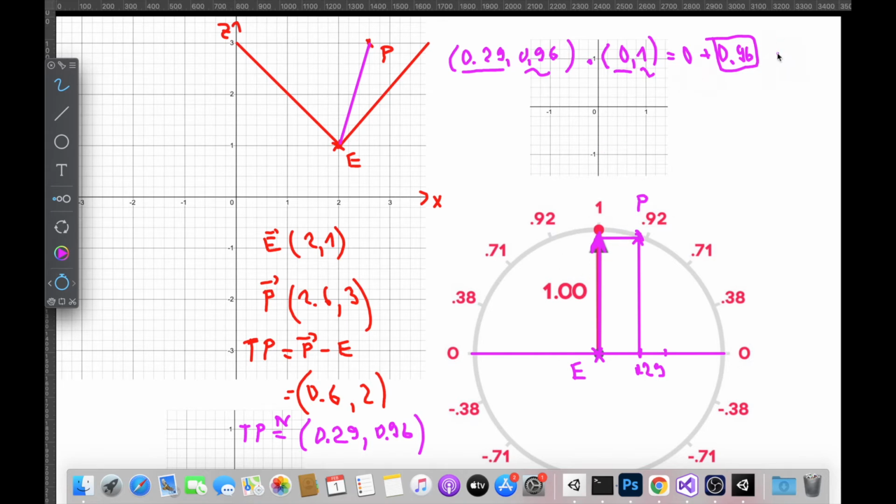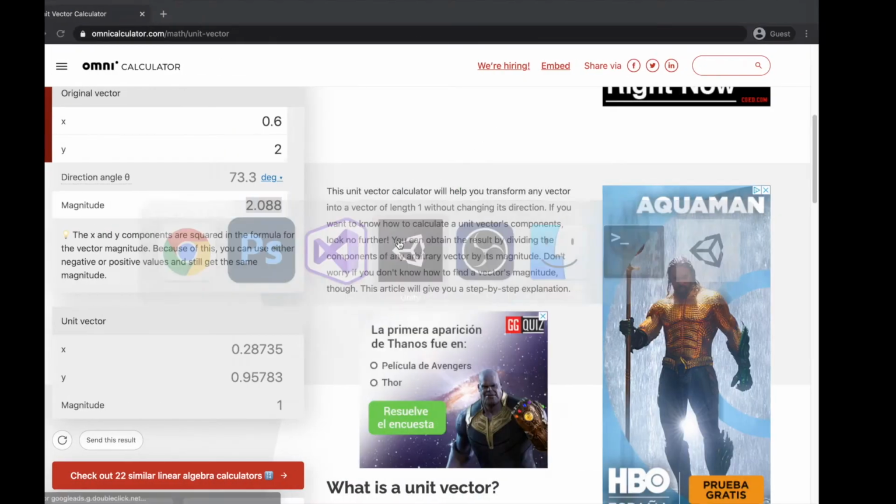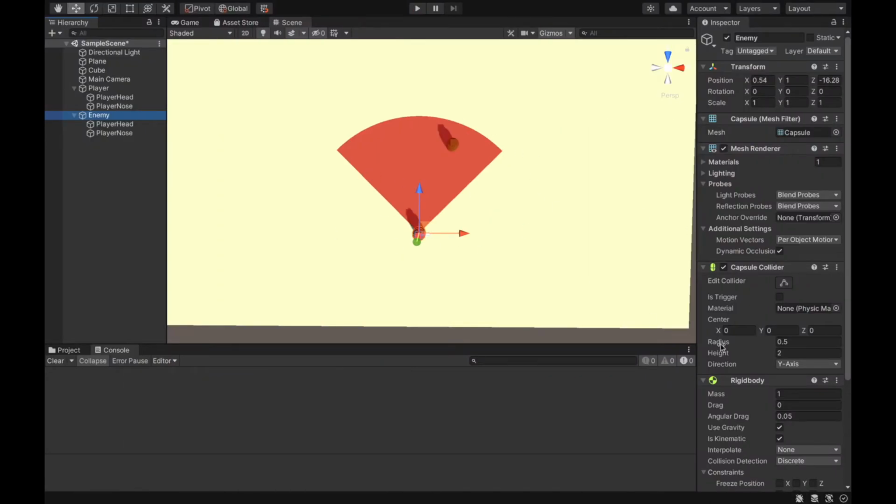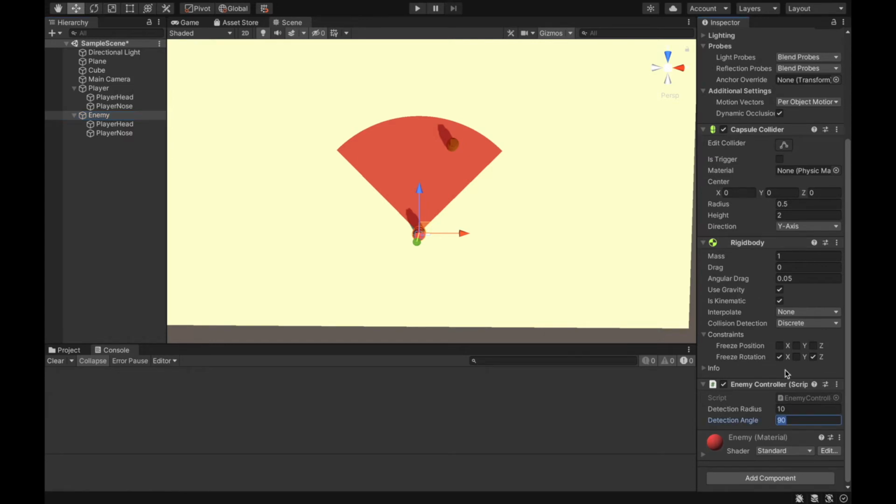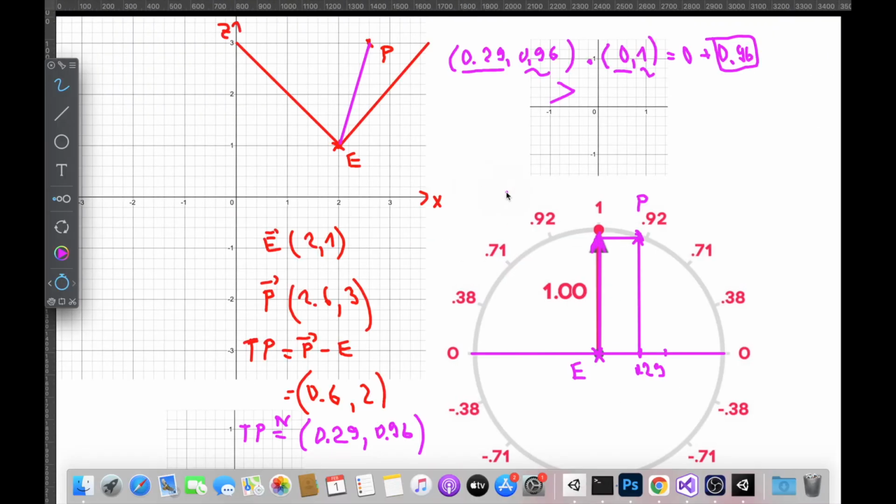Now we want this to be larger than the cosine of the half detection angle. The detection angle of the enemy, you can see it here, is 90 degrees. So half of this angle is 45 degrees. All right, so we are looking for 45 degrees here.